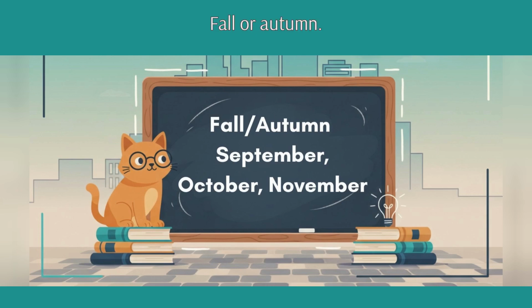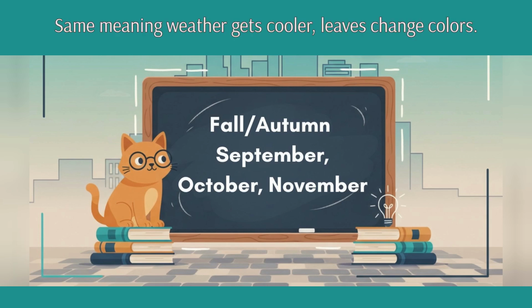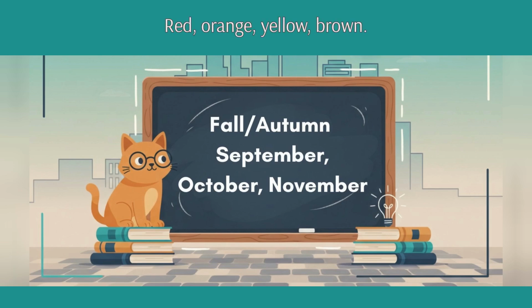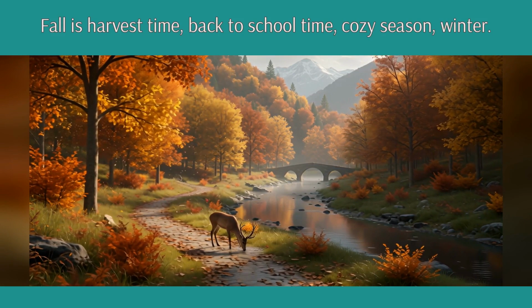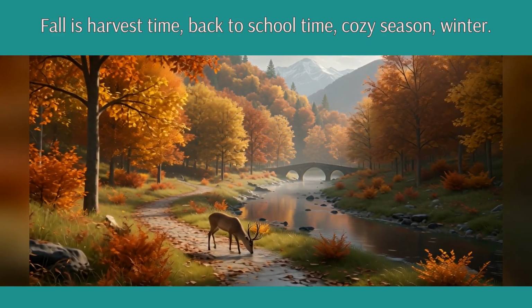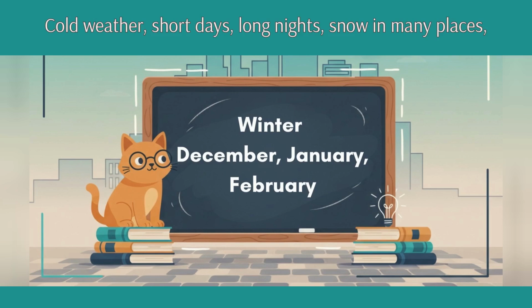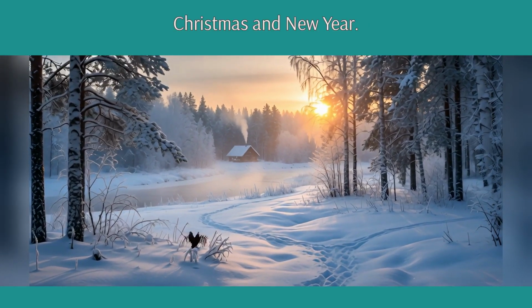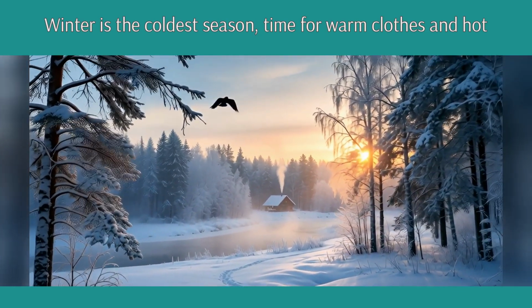Fall or autumn. Fall is September, October, and November. Also called autumn, same meaning. Weather gets cooler, leaves change colors, red, orange, yellow, brown. Beautiful season. Fall is harvest time. Back to school time. Cozy season. Winter. Winter is December, January, and February. Cold weather, short days, long nights, snow in many places. Christmas and New Year. Winter is the coldest season. Time for warm clothes and hot drinks.